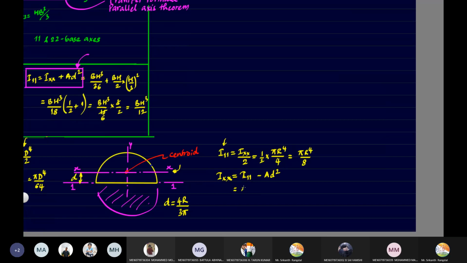I11 is pi r power 4 by 8 minus area. What is the area of semicircle? Pi r square by 2. And what is d value? 4r by 3 pi. Calculate. Here r power 4 I will take common and remaining stuff you please calculate. If you calculate you will get 0.11. Check it and confirm, is it the same?